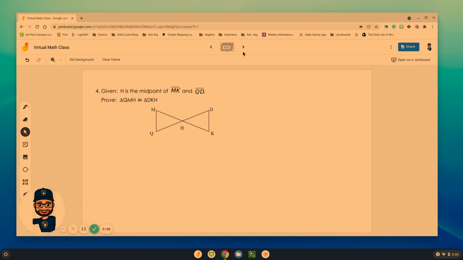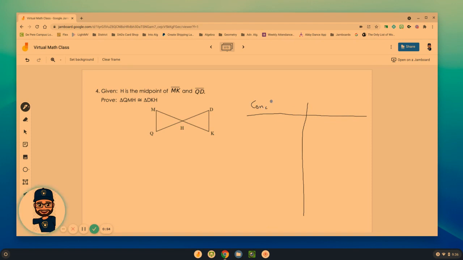Given the diagram below, H is the midpoint of MK and QD. We need to prove that triangle QMH is congruent to triangle DKH. And so we're going to try and set up a two-column proof with our conclusions and justifications.